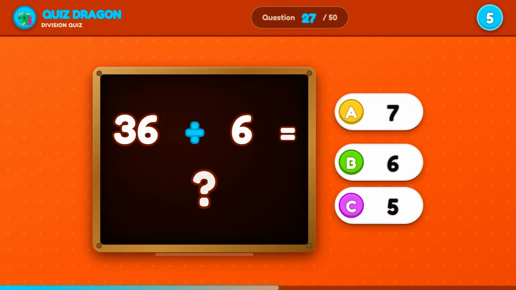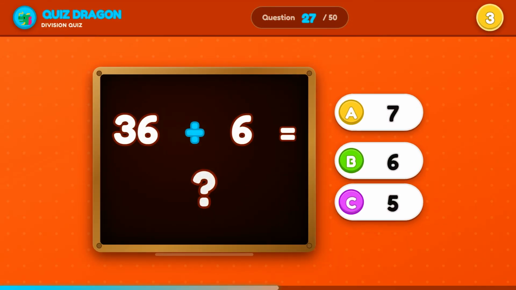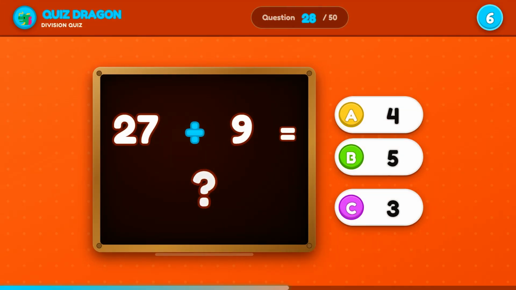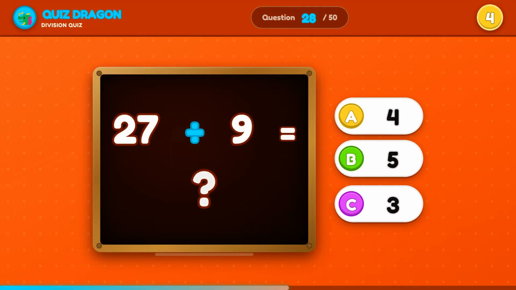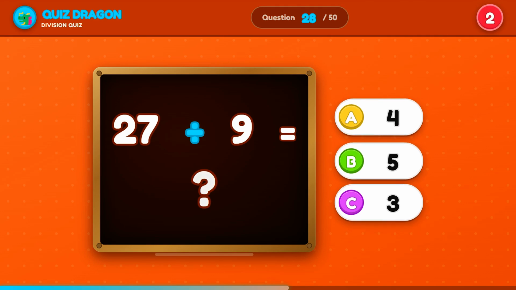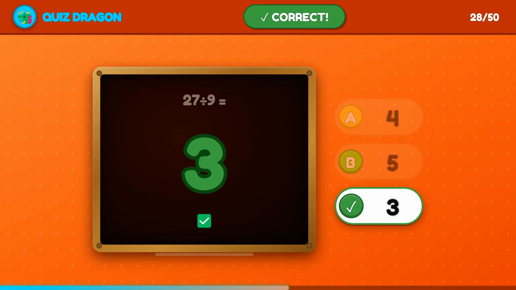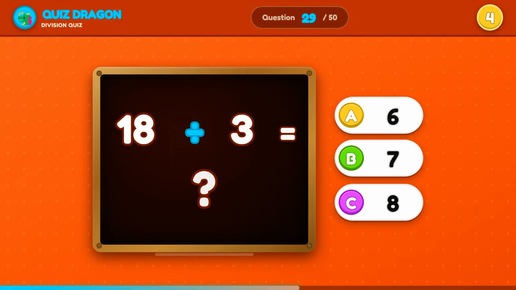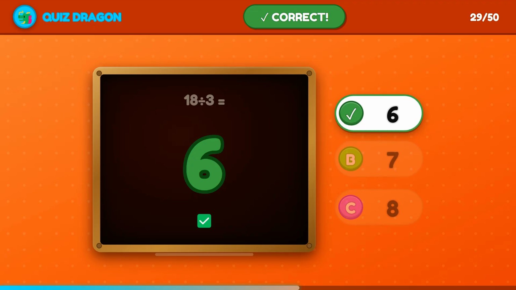Question 27. What is 36 divided by 6? The correct answer is B, 6. Question 28. What is 27 divided by 9? The correct answer is C, 3. Question 29. What is 18 divided by 3? The correct answer is A, 6.